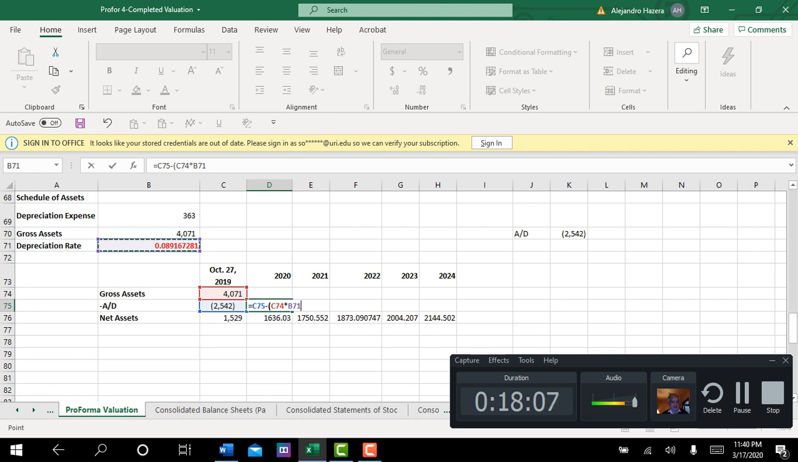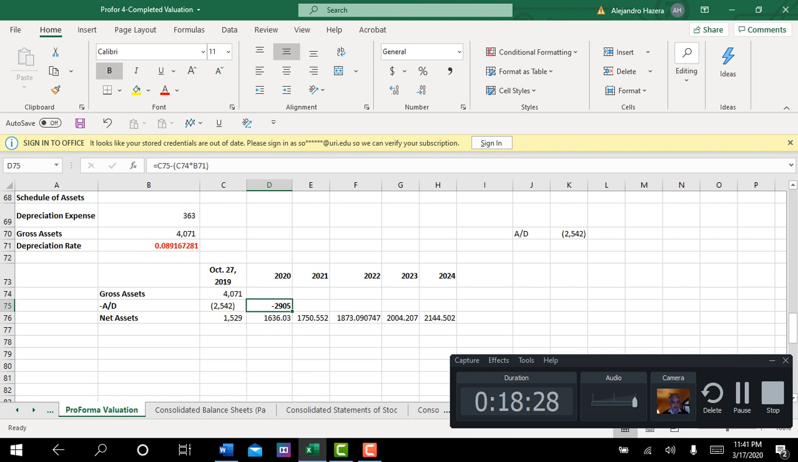So what we're saying is our accumulated depreciation is our beginning accumulated depreciation, which is 2524, which is C75, plus our depreciation expense for the year, which is gross assets times that depreciation rate. And let's see what our new accumulated depreciation is. There it is, our accumulated depreciation for this year, and that's what I have on my worksheet here, 2905, so things look good. Okay, but let's be very, very careful with this.